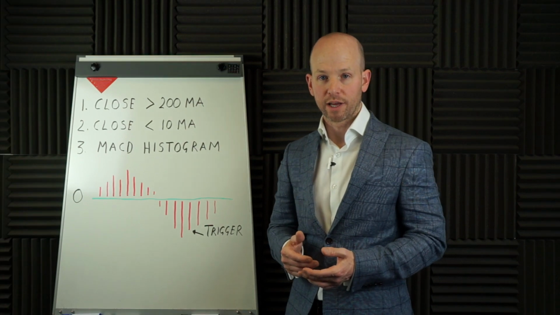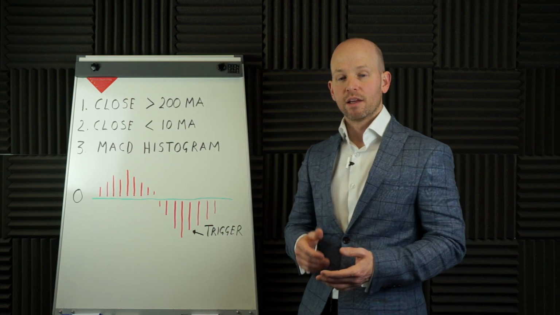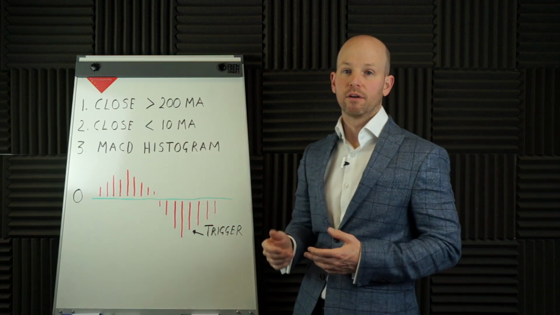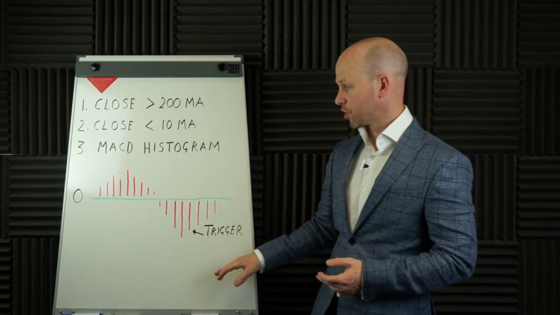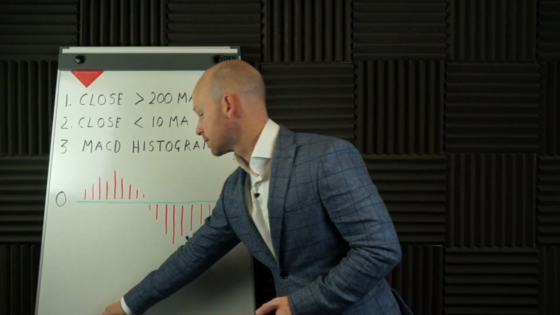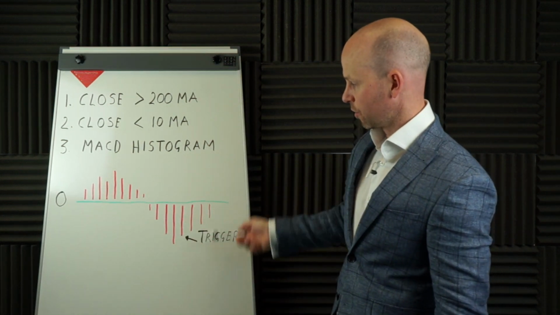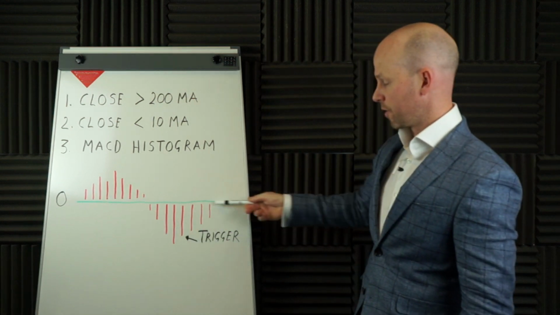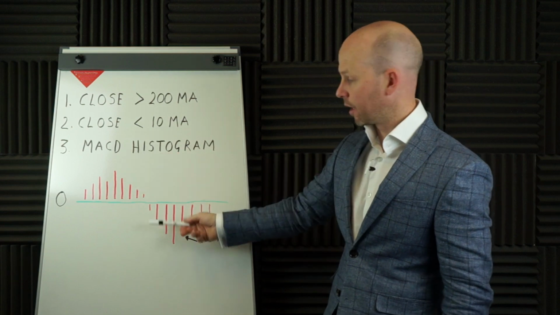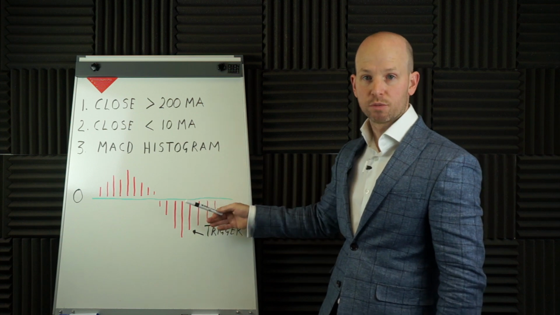And the third thing we're going to look at is the MACD indicator, and especially the MACD histogram. We're not too bothered about the lines. We're just looking at the histogram, which looks something like this. These red lines are the histogram. We've got a horizontal line, which is a zero line. Anything above is positive, anything below is negative. We're only looking at negative values mainly.